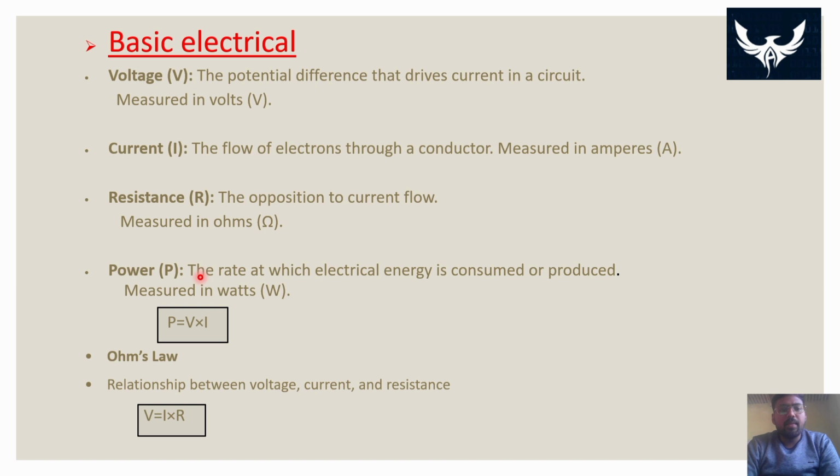This is the sign of ohms. The rate at which electrical energy is consumed or produced is called power, and it's measured in watts. The formula to calculate power is equal to voltage into current. Now Ohm's law. Ohm's law is the relation between voltage, current, and resistance. As we know, voltage is directly proportional to current, and the proportionality constant we use is R, that is the resistance. So we get the formula V = IR, voltage is equal to current into resistance.